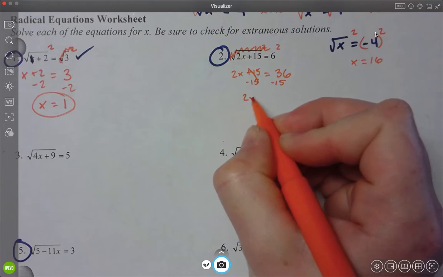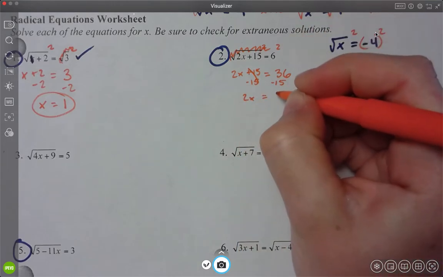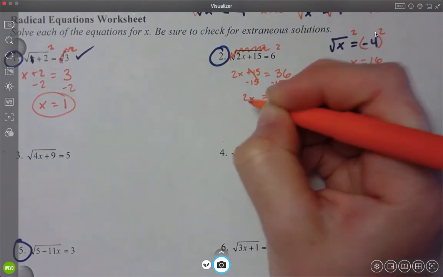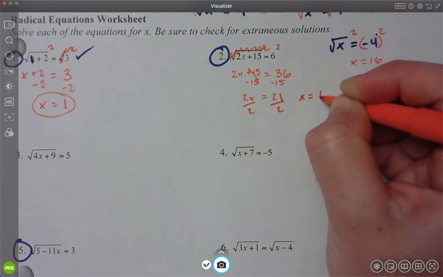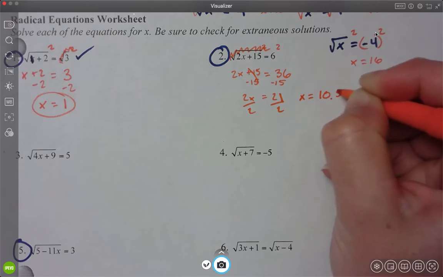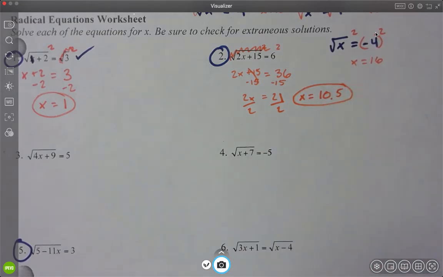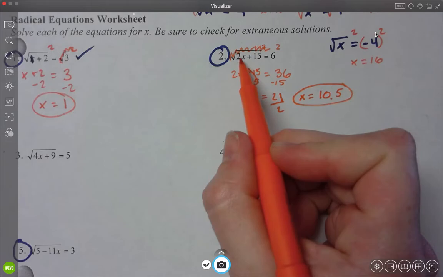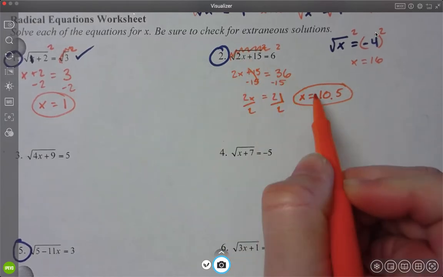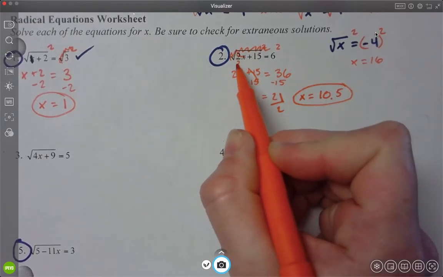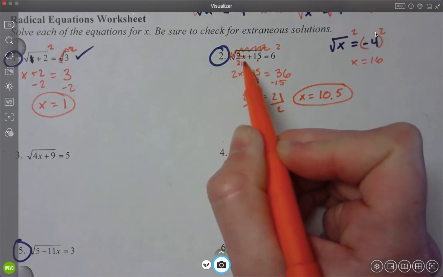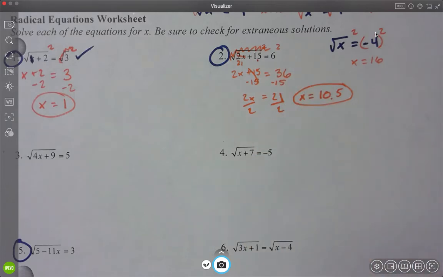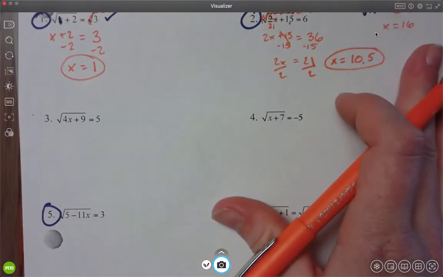2x equals whatever that is, 21 maybe? 21 divided by 2, or 10 and 1/2, 10.5 is what it will look like. Then again, I can plug that back in and solve. 2 times 10.5 is 21. 21 plus 15, if I add those two together, is 36, and the square root of 36 is 6. So I've checked my answer. We're good to go.